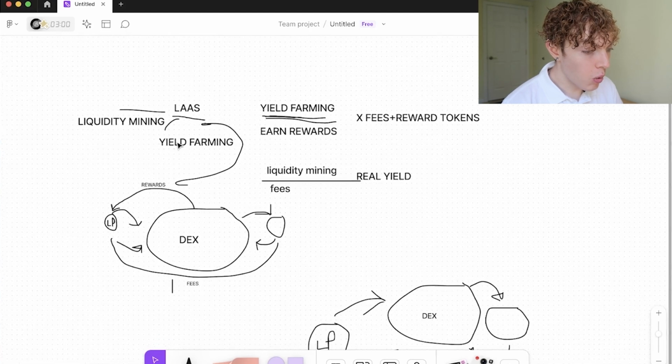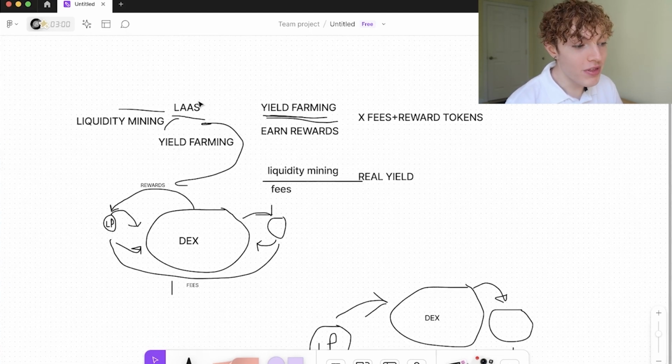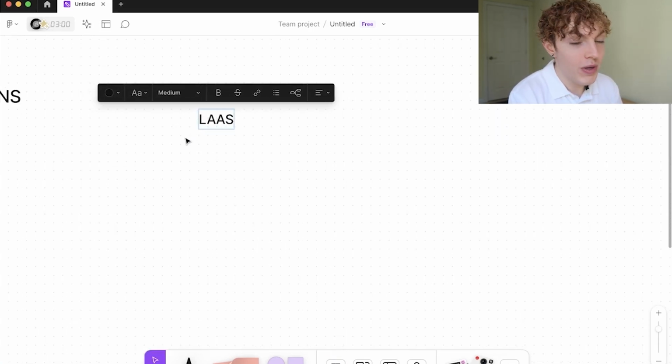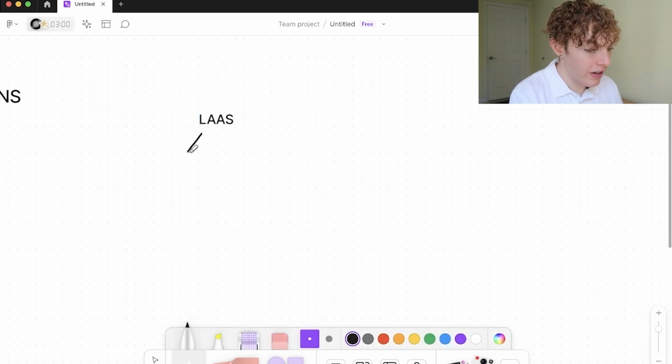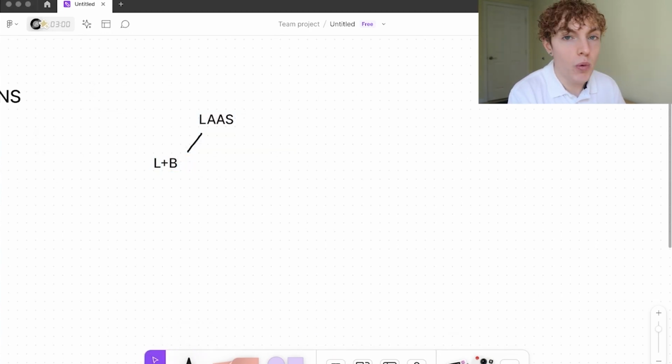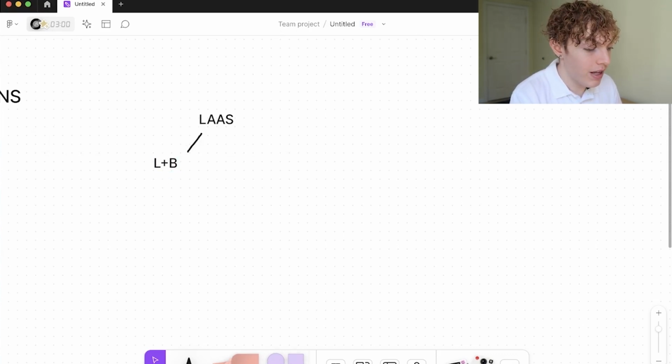So when I'm talking about liquidity as a service, I'm talking about both yield farming as well as liquidity mining, and this is just a much broader term that we can use. We can go even further and say that under liquidity as a service, we have other models as well. You can also provide liquidity on lending and borrowing platforms, and you can even provide liquidity on other decentralized exchange platforms.